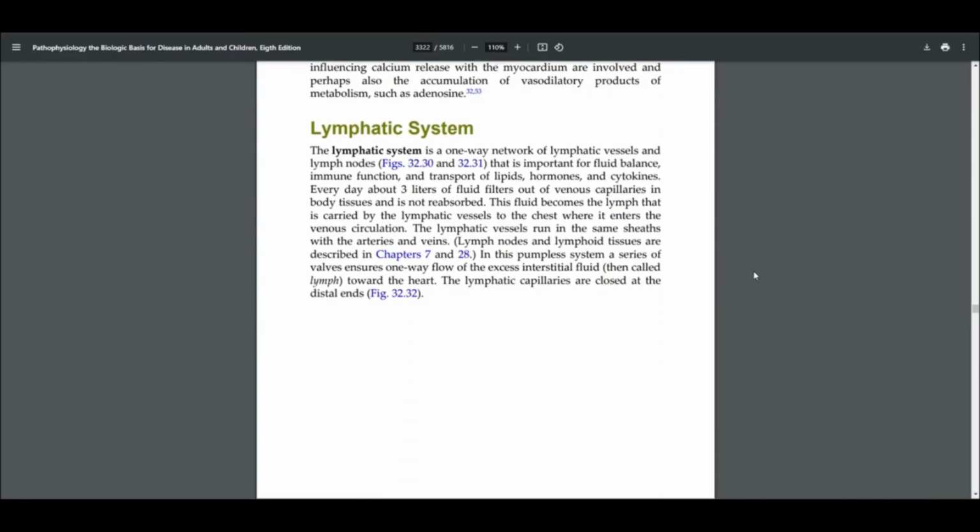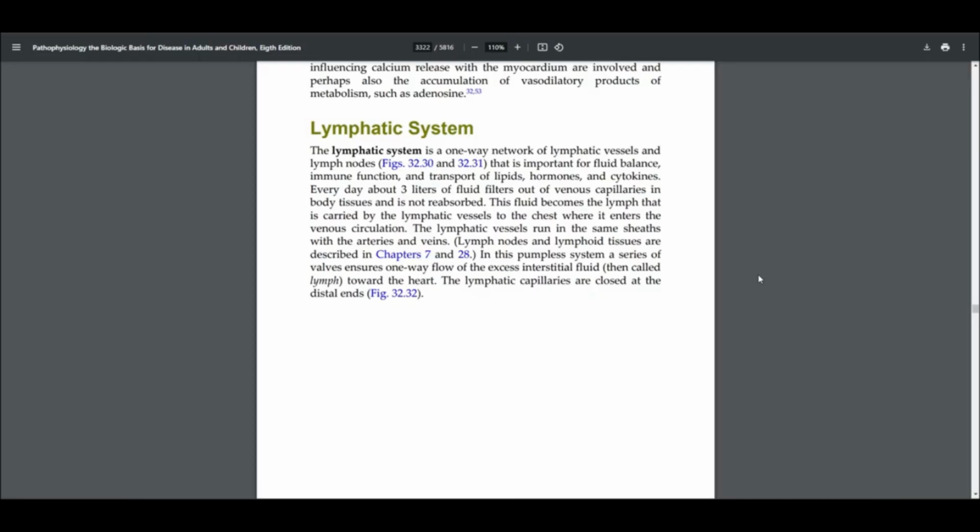The lymphatic system. The lymphatic system is a one-way network of lymphatic vessels and lymph nodes that is important for fluid balance, immune function, and transport of lipids, hormones, and cytokines. Every day, about 3 liters of fluid filters out of the venous capillaries in body tissues and is not reabsorbed. This fluid becomes the lymph that is carried by the lymphatic vessels to the chest, where it enters the venous circulation.